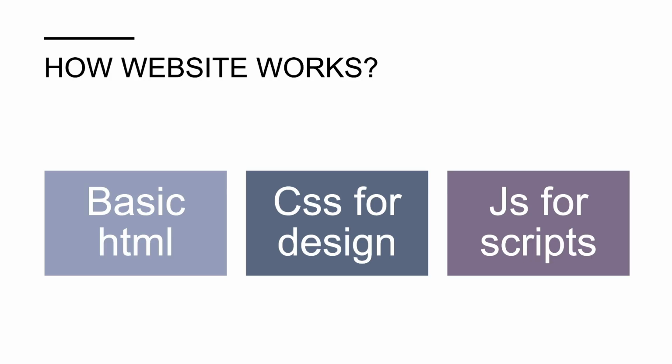So first of all, let's look at how the website works. When you load a website, each website has basic HTML, which is HyperText Markup Language, and it is used to create simple text. For design, there is CSS. It's used for design, and mainly for scripts. Now we are going to cover scripts, and JS, or JavaScript, is used for scripting in web applications and more.